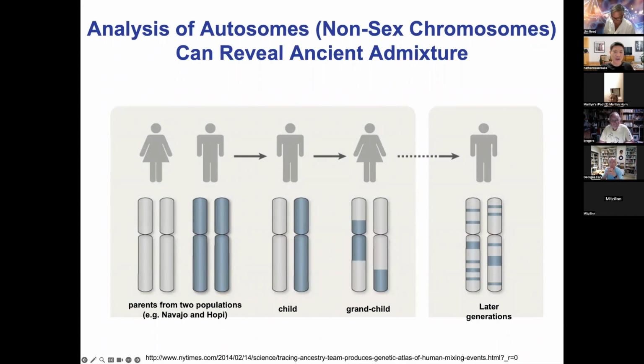And so if you have your child, say from a Navajo mother and a Hopi father, then you'll have one set of Navajo chromosomes and another set of Hopi chromosomes. And each successive generation, their chromosomes become more mixed together into smaller and smaller pieces. And you can use various statistical analyses to infer these events and also when they happened.